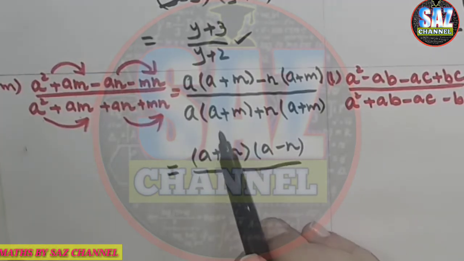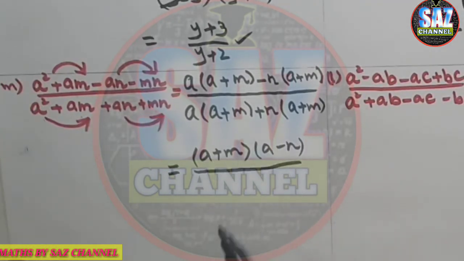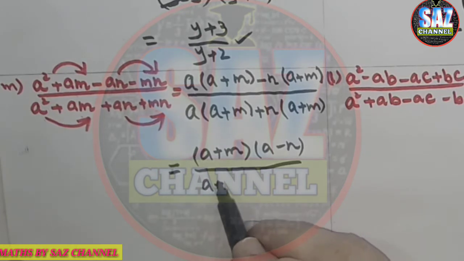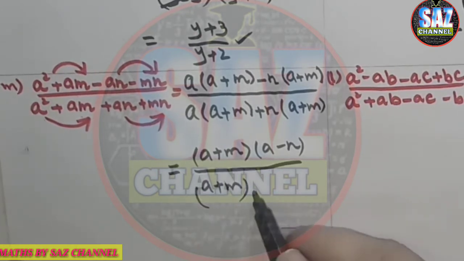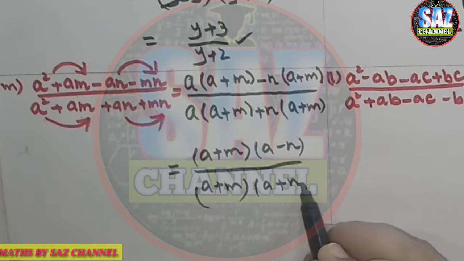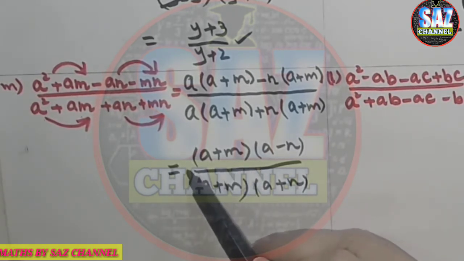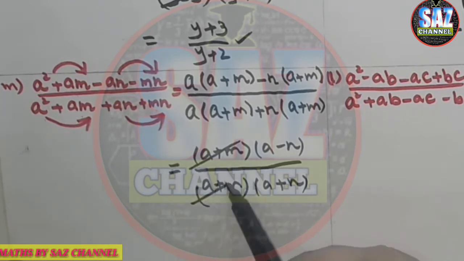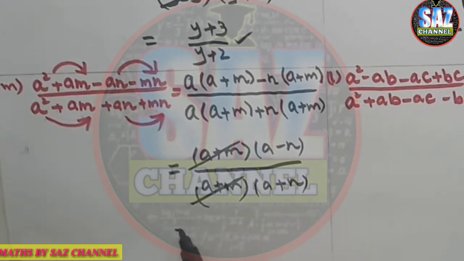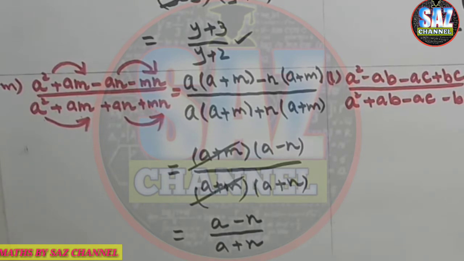Now look at the denominator carefully. Again a plus m is the common group. Extract it out, a plus m into a plus n. Now a plus m is the common factor in the denominator and numerator, we can cancel it, we can simplify it, and my answer will take the form a minus n upon a plus n. I hope this question is clear to you. Let's move to the next question.